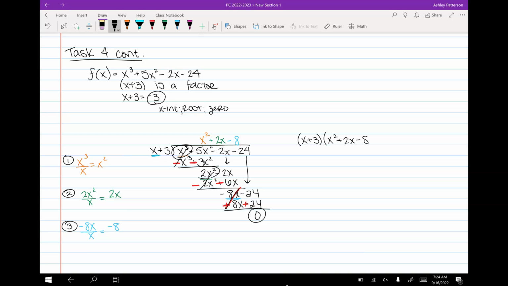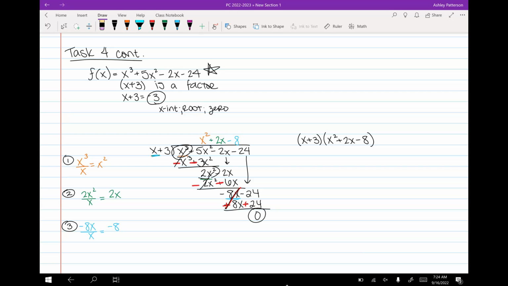So if we divide it out, we end up with x plus 3 times x squared plus 2x minus 8. If you're unsure of your arithmetic, you can go back and multiply these together. Distribute the x into the trinomial, distribute the 3, and then you should end up at the cubic that you started with. Okay, super nice self-check. I'm sure a lot of you are like, yeah, I know.